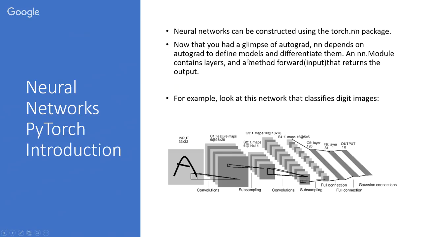These weighted inputs are summed together, a linear combination, then passed through an activation function to get the unit's output. Neural networks can be structured using the torch.nn package. Now that you have a basic glimpse of this, here's a basic network that classifies digit images, and this is what it would look like. It's getting the image in, feeding it through, and giving us the results at the end.